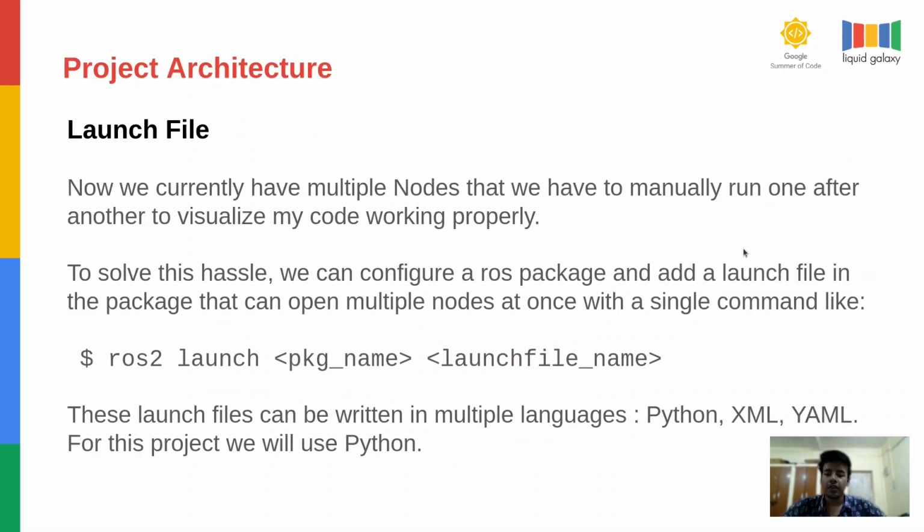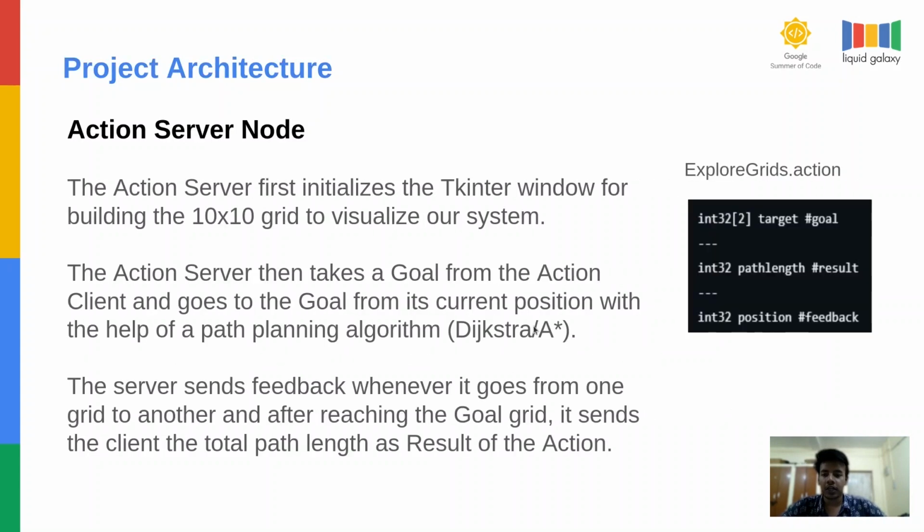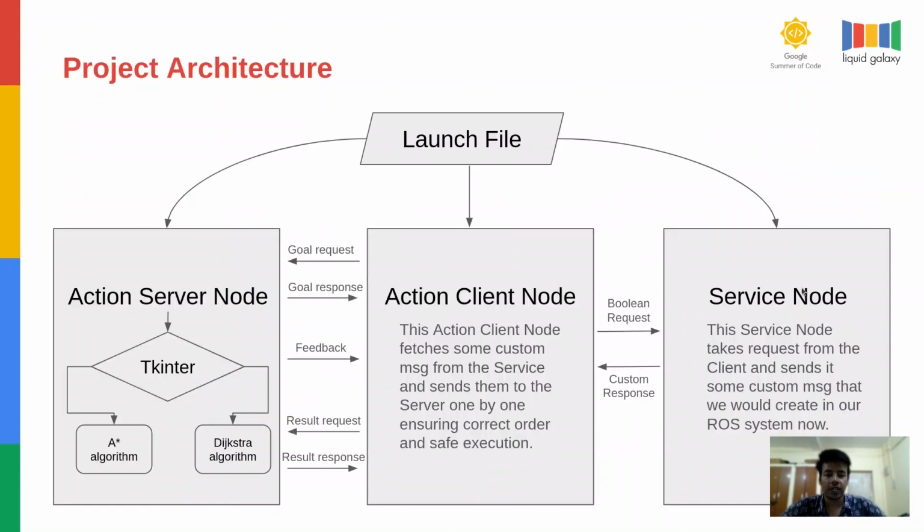Fine. Now the launch file. I will discuss the launch file later. This is just an introduction. So the ROS 2 launch file, what it does is, now we have three nodes, right? Effectively, we have the service node, the action node, and the client node. Sorry, I have the service node, the client node, and a server node.